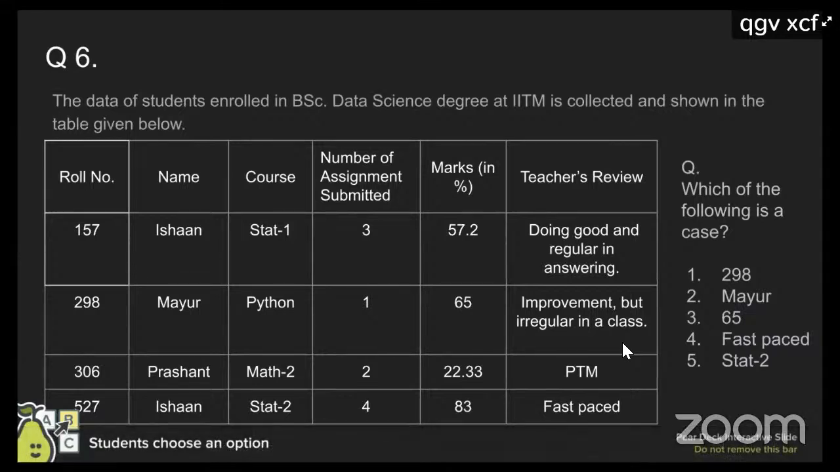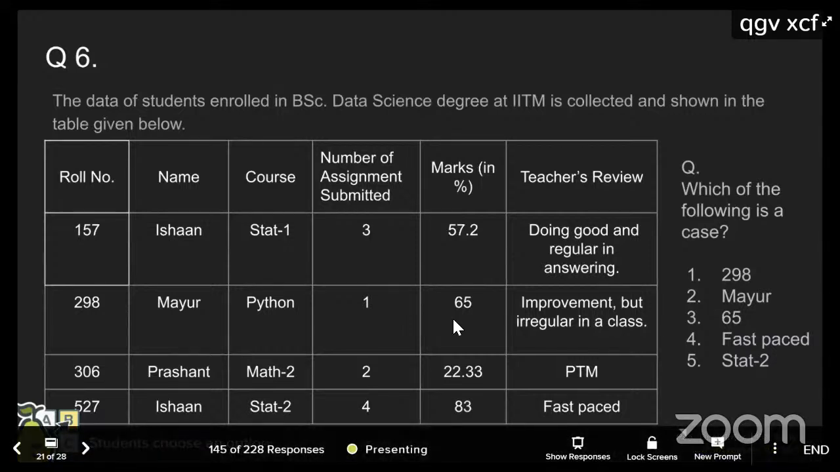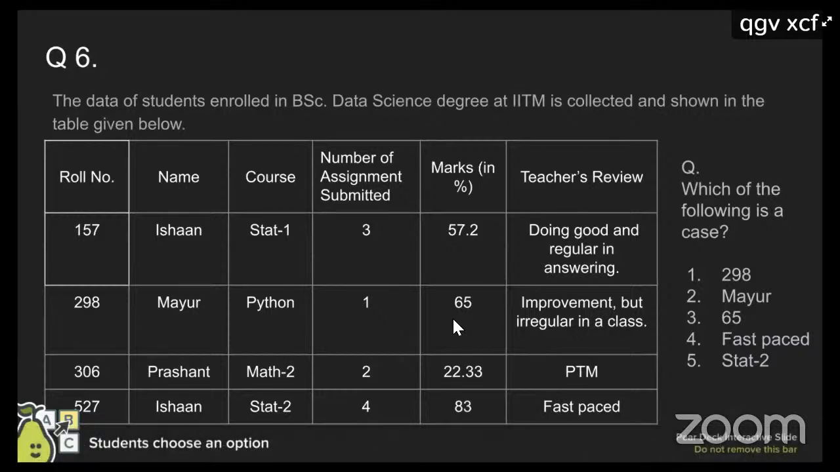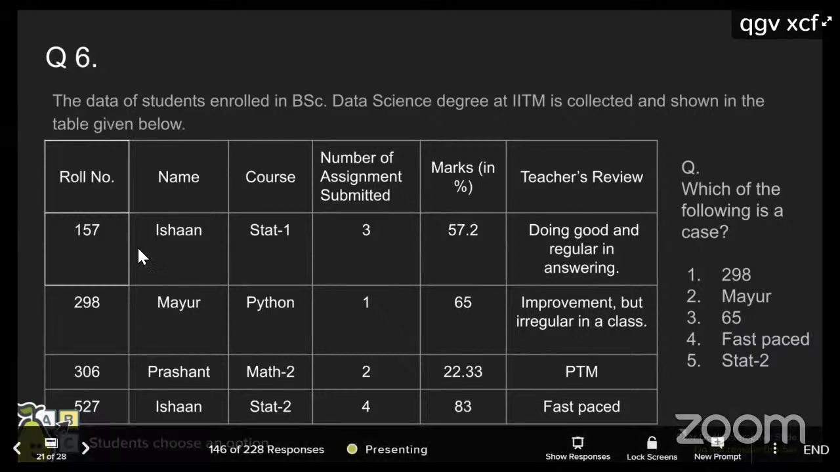First of all, a row represents the case and a column represents the variable, right? A case is a unit from which your data are collected. One more important thing you have to remember: a case should be unique. So here, 298, in the column of roll number, 157.